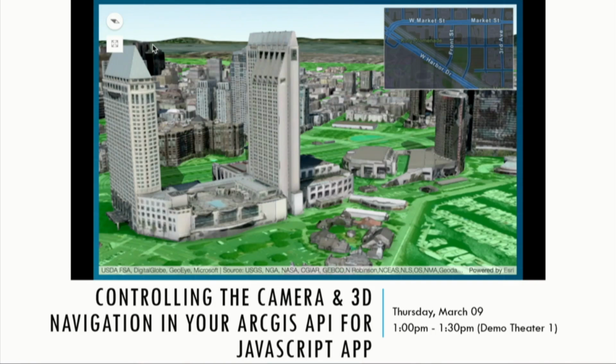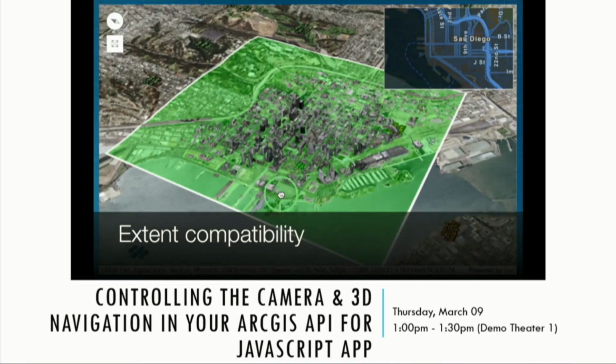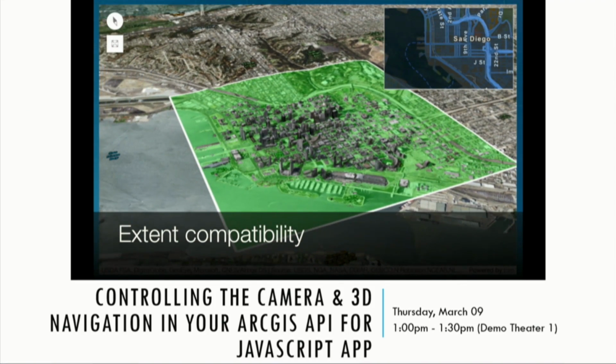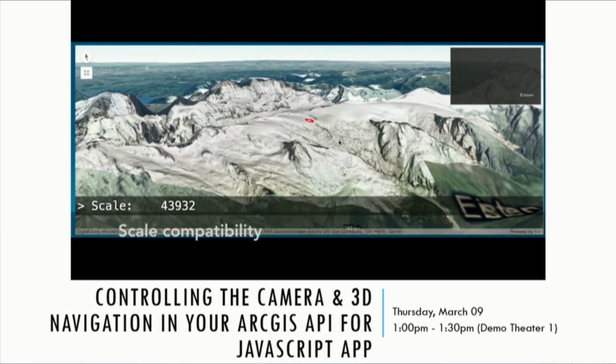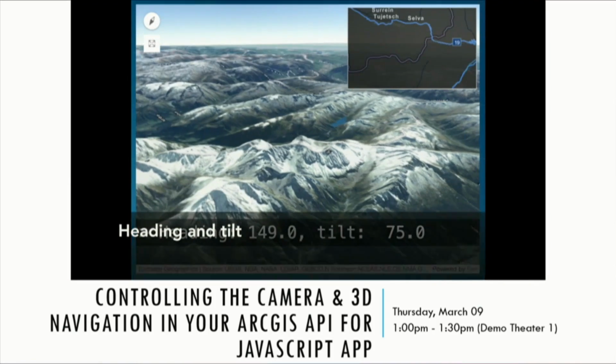So I'm just going to do a speed run of my whole presentation in 1 minute. This is about controlling the camera and 3D navigation. We're going to look at extent compatibility. Map view has an extent; this is a 2D concept. How does it work in 3D? What does scale and center mean in 3D? What are the complications? What do you need to look for?